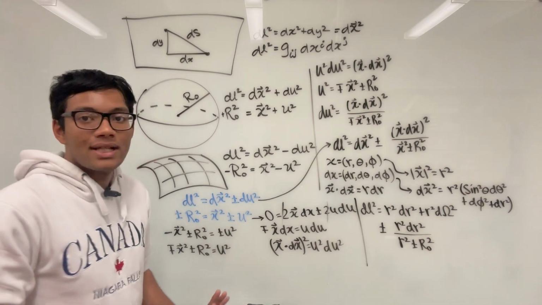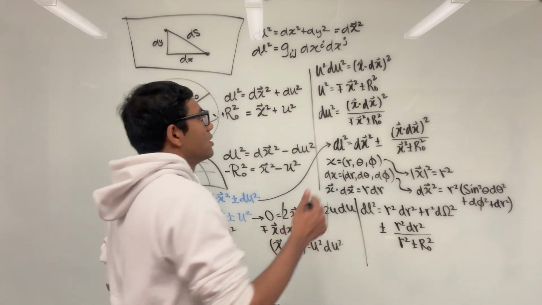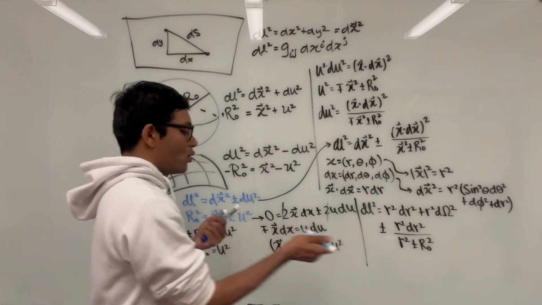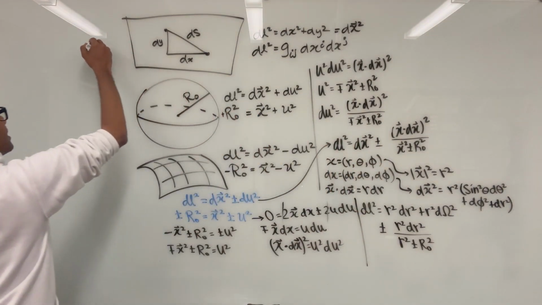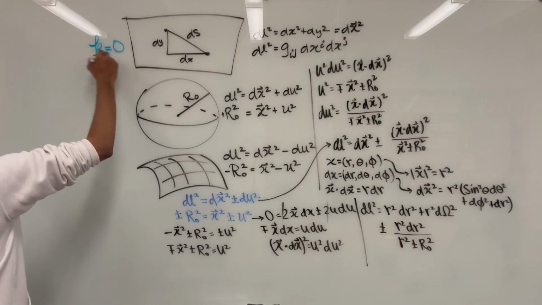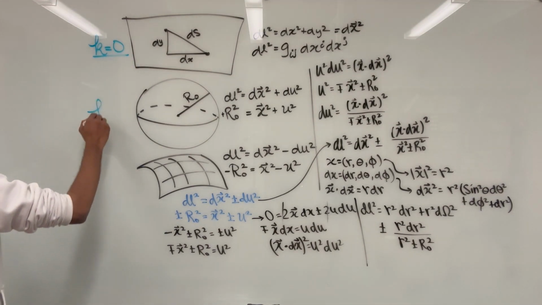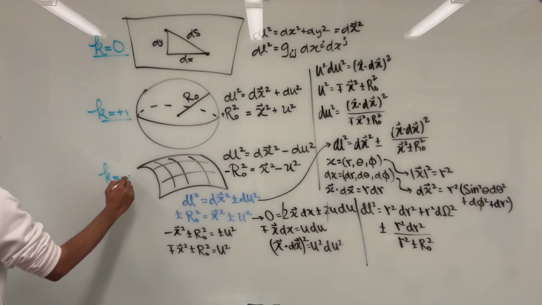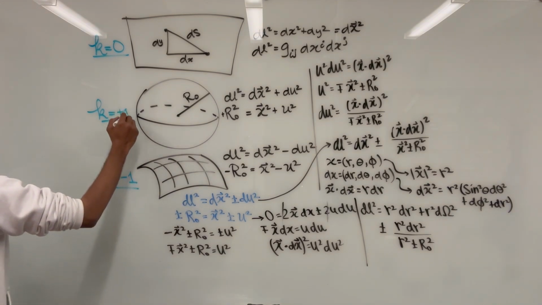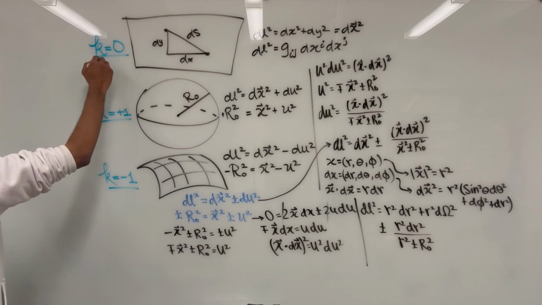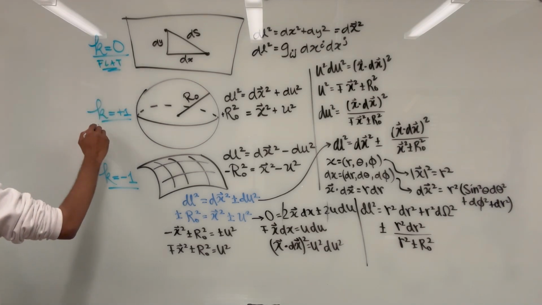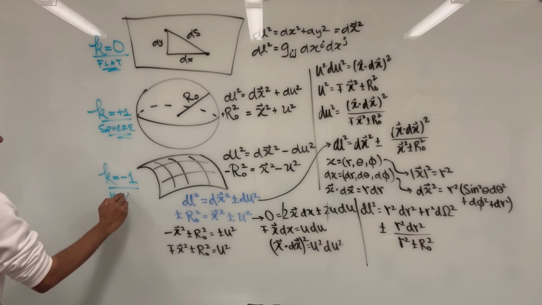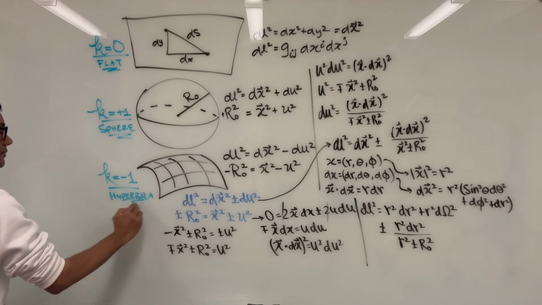The next thing I'm going to do is introduce the curvature scalar k. The curvature scalar k is going to tell you what kind of surface you have, and it's going to be given by the number k. K is going to be 0 if you're on a flat surface. It's going to be positive 1 if you're on a positively curved surface like a sphere, and negative 1 if you're on a negatively curved surface like a hyperbola. So this is a flat Minkowski spacetime if k is 0, a sphere if k is 1, and a hyperbola if k is minus 1.